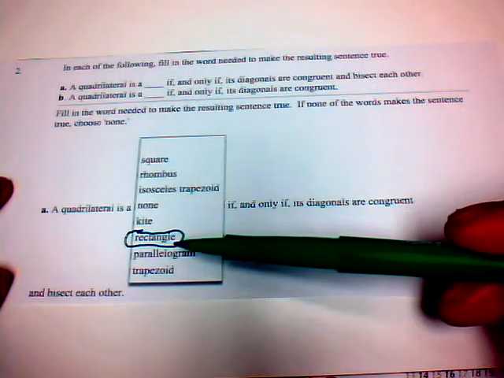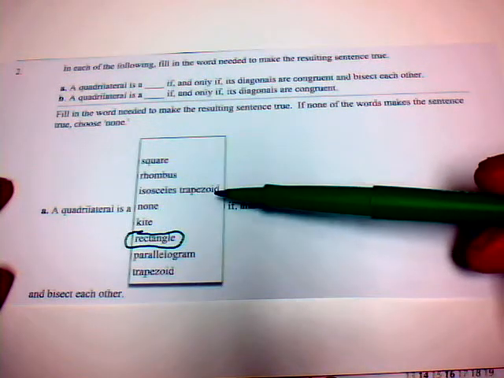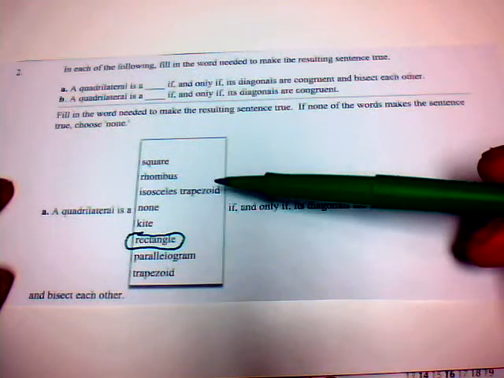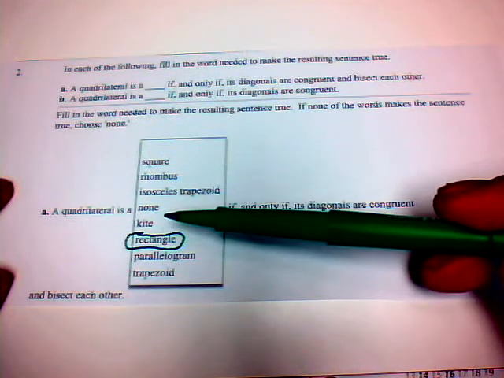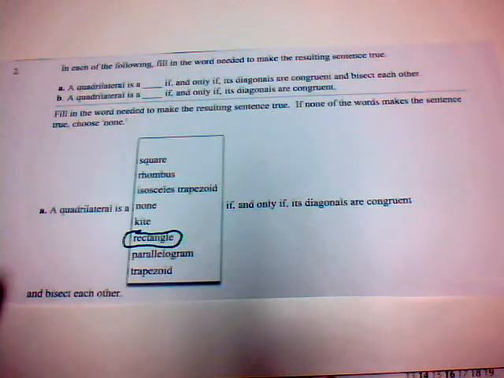Okay, because we know it's not going to be the square because the square is a rectangle. And then a rhombus would not work because one of the diagonals is longer than the other. The same with the isosceles trapezoid and also the kite and the parallelogram and the trapezoid. So only the rectangle, the quadrilateral is a rectangle if and only if its diagonals are congruent.